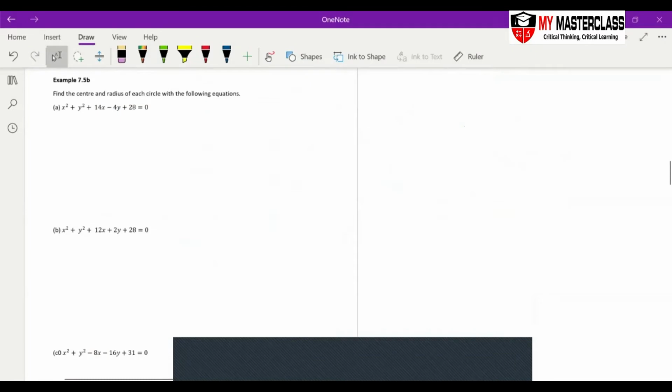So find the center and the radius of these three. If the radius cannot be square rooted, do not use an irrational number. Always leave it in surd form.